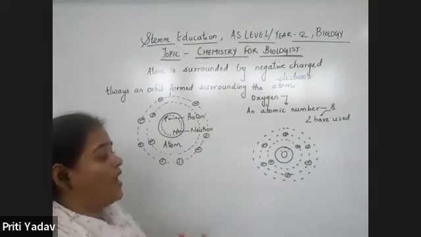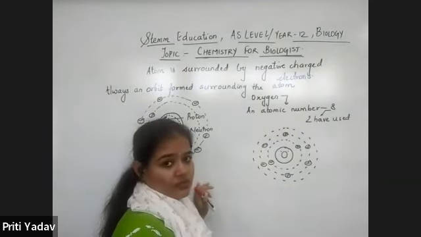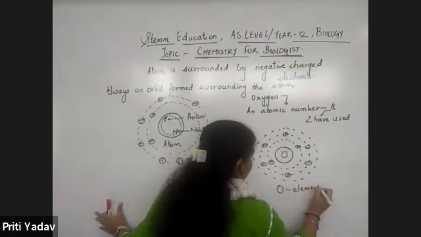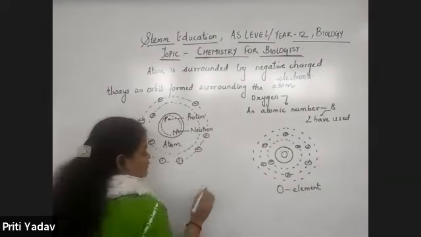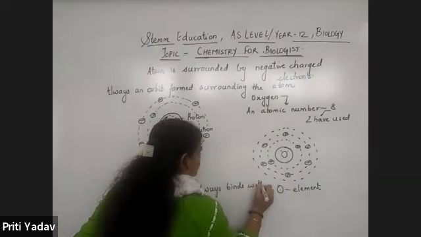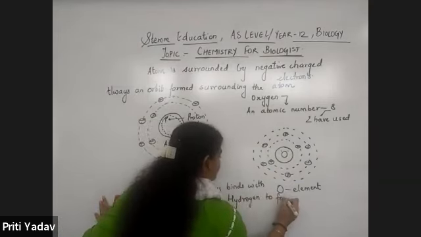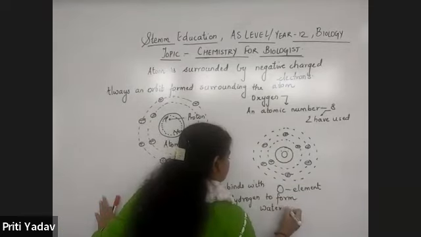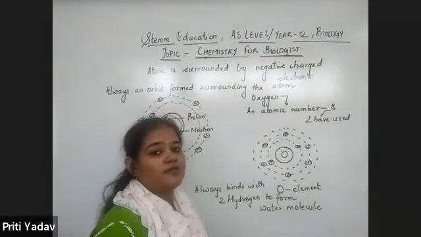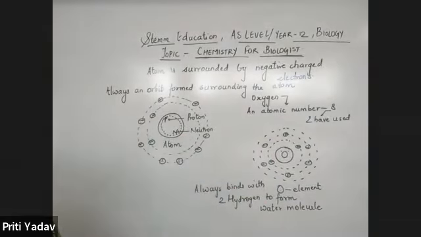But still, why am I showing you this? There are 6 electrons present over here. That's the reason this oxygen element always binds with 2 hydrogens to form the water molecule, because it still has 2 electrons remaining by which it can bind. Okay? So after this, the next thing comes.